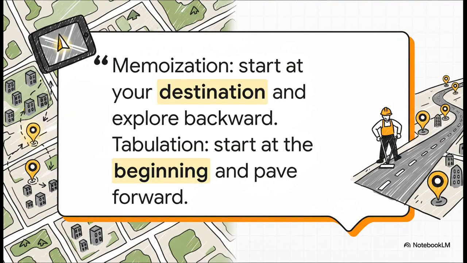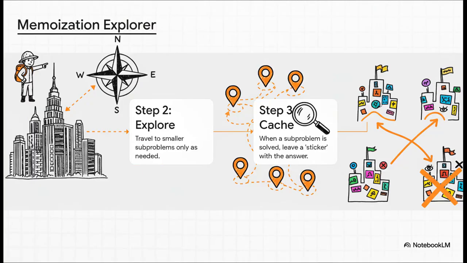This hits the nail on the head. Picture a big roadmap where every city is a sub-problem you need to solve. Memoization is like firing up your GPS. You punch in your final destination, and it figures out the path by working backward from there. Tabulation, though, is more like being a road builder. You start at City 0, and you methodically pave every single road, building out the entire network until you eventually reach the destination.